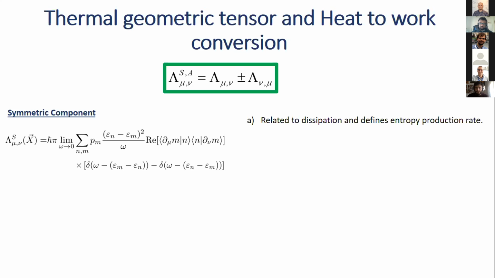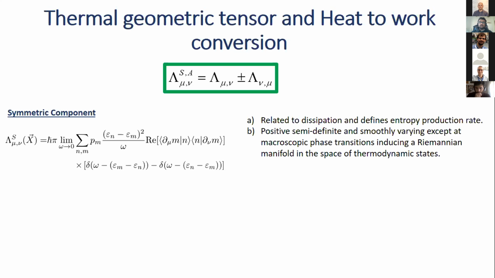One point to remember is that the symmetric component has only one sign. It is only positive. It cannot take negative values. So it is related to dissipation and defines the entropy production rate. And if there is no macroscopic phase transition, it is smoothly varying. It is positive semi-definite. So what does it do? It induces a Riemannian manifold in the space of thermodynamic states.